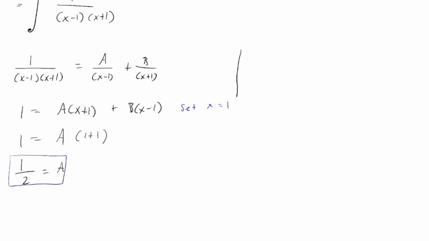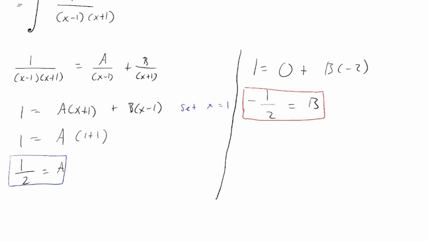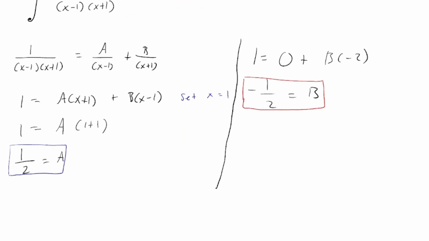Now to find our second number, we let x become equal to negative 1. So 1 is going to be equal to A times negative 1 plus 1, which cancels out, so my A becomes 0 in this case. So it's 0 plus B times negative 2. Basically, negative half is equal to B when we do the algebra. Now we found both of our values that are needed to plug back in.